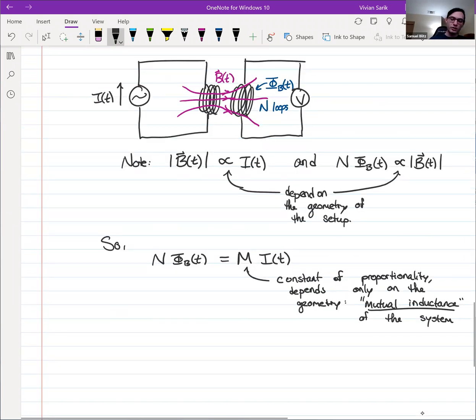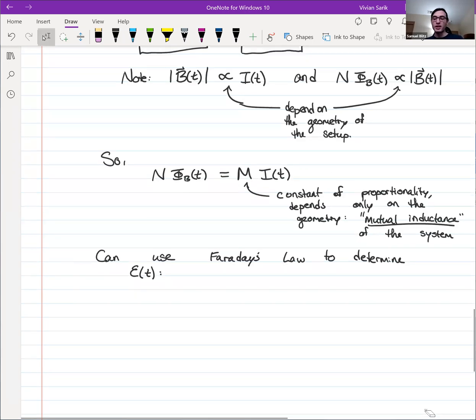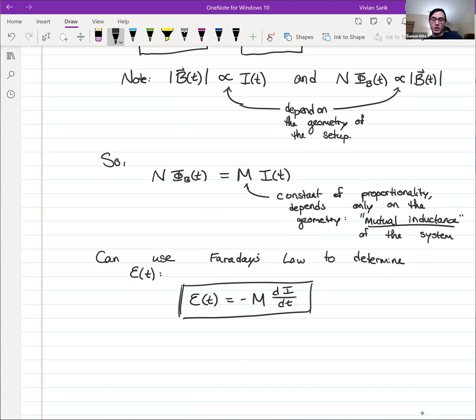And so, in fact, we can use Faraday's law to determine the induced voltage in the second loop. Of course, the induced voltage is over here because that's the one that we're looking at. And so Faraday's law just says that the rate of change of the flux times n is equal to the induced voltage. So really what we have here is that the induced voltage is equal to minus m, because there's a minus sign in Faraday's law, times di dt. And so this is the formula that defines mutual inductance.